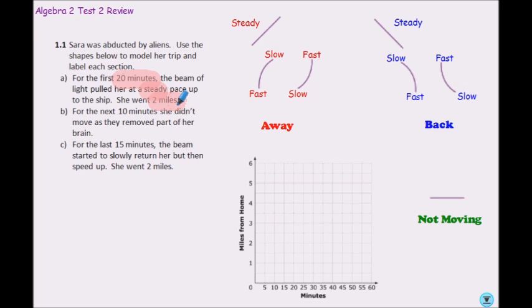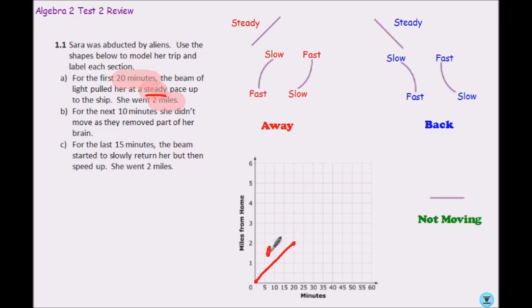All right, so what I would do, before I actually start drawing the line, is just mark out the points. It says that it was for 20 minutes, and she traveled 2 miles. So if she's starting here, in this first section, she ends up there. You notice I didn't draw a line yet. I'll put a point, and then I'll connect those 2 points. Well, it says she went at a steady pace, so steady means that it's going to be a straight line.